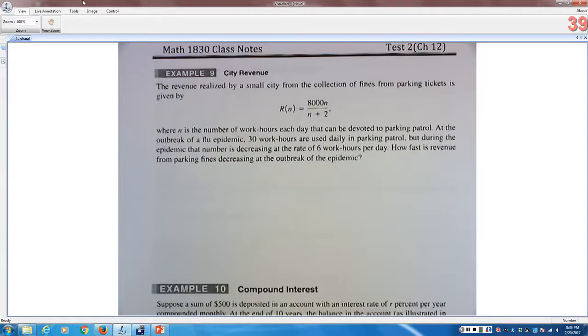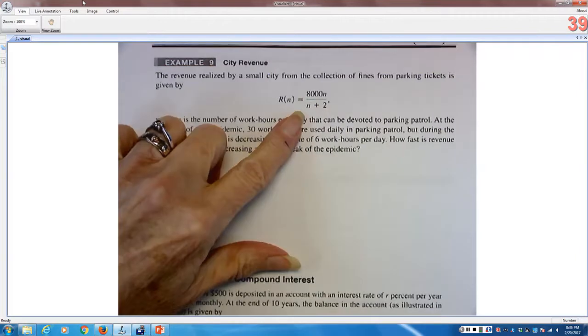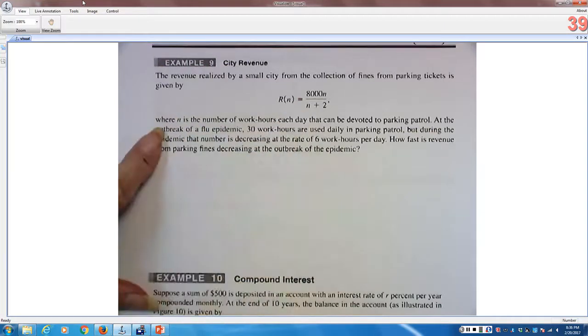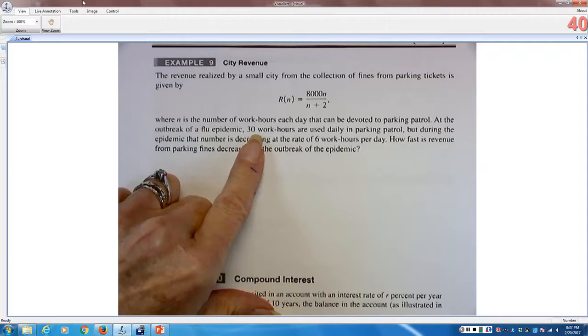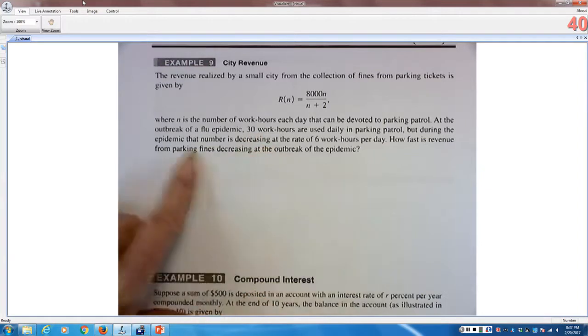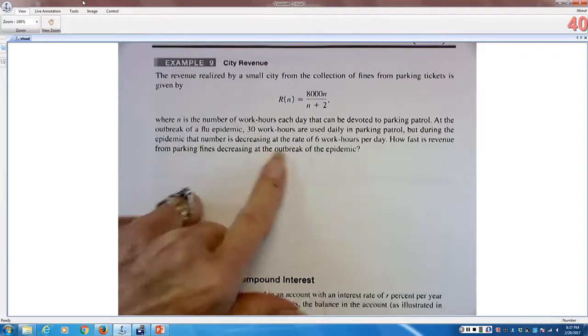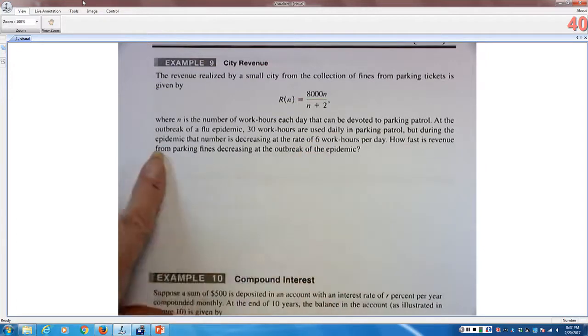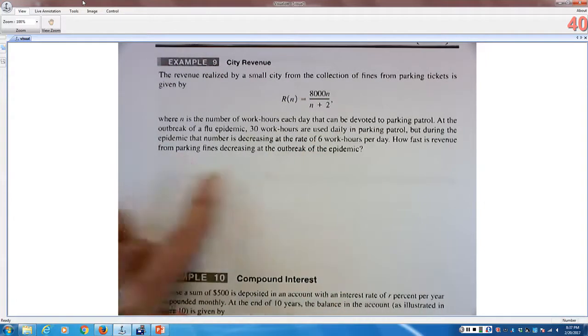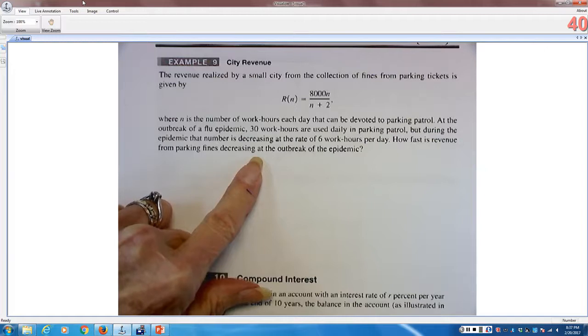Let's try example 9. City revenue. The revenue realized by a small city from the collection of fines from parking tickets is given by this quotient rule, right? N is the number of work hours each day that can be devoted to parking patrol. At the outbreak of the flu epidemic, 30 work hours are used daily in the parking patrol. But during the epidemic, the number is decreasing at a rate of 6 work hours per day. How fast is the revenue from parking fines decreasing at the outbreak of the epidemic?